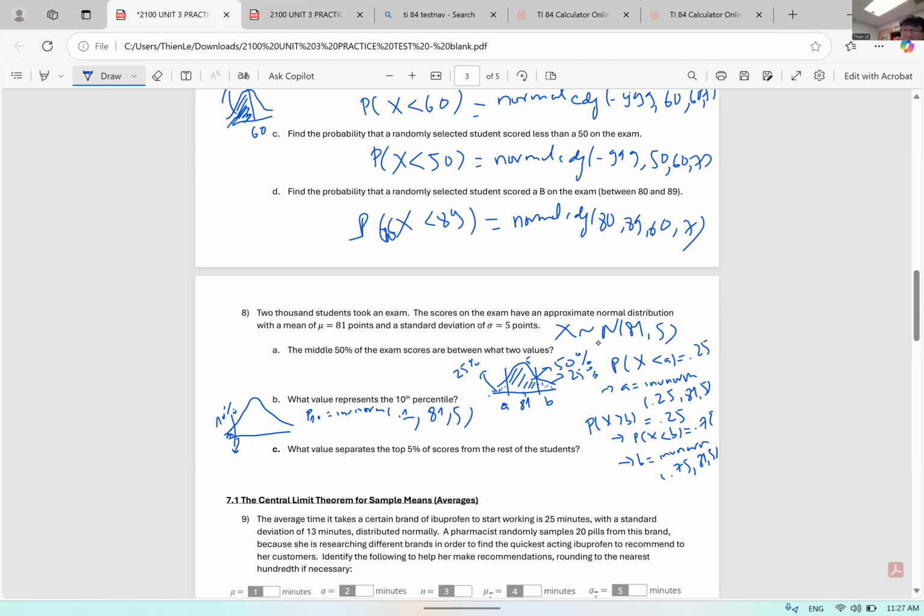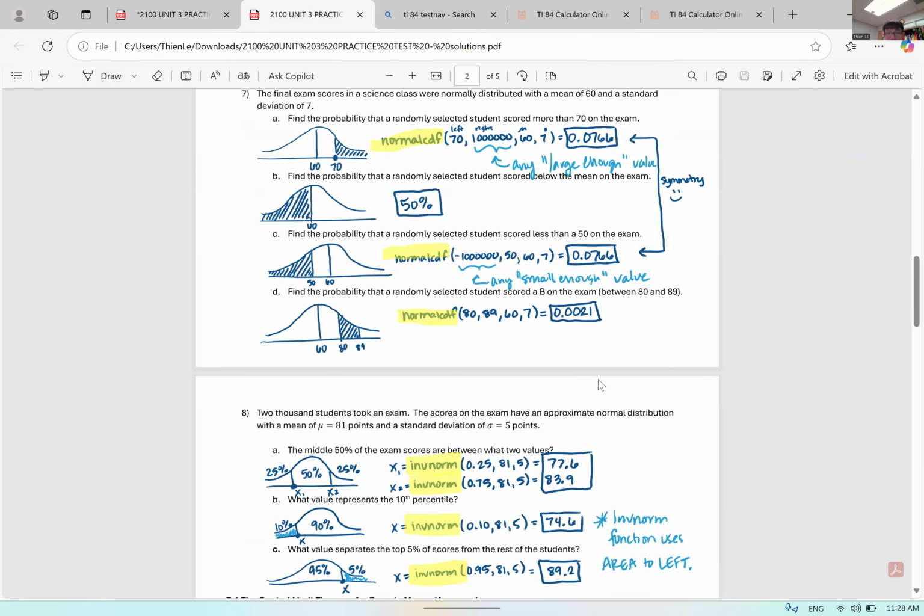How about what the value separate the top 5% of the rest of students? So the top 5%, which means the 95 percentile value, right? This is the same thing, the same way of talking about the same thing, right? The 95 percentile and the top 5%. So this guy would be 5%, right? Which means this at the opposite side would be 95%. So this guy will be just basically like the P95, right? Inverse norm 0.95, 81, 5. Okay. So you plug in your calculator and you should be able to get the results that provided here. Okay.